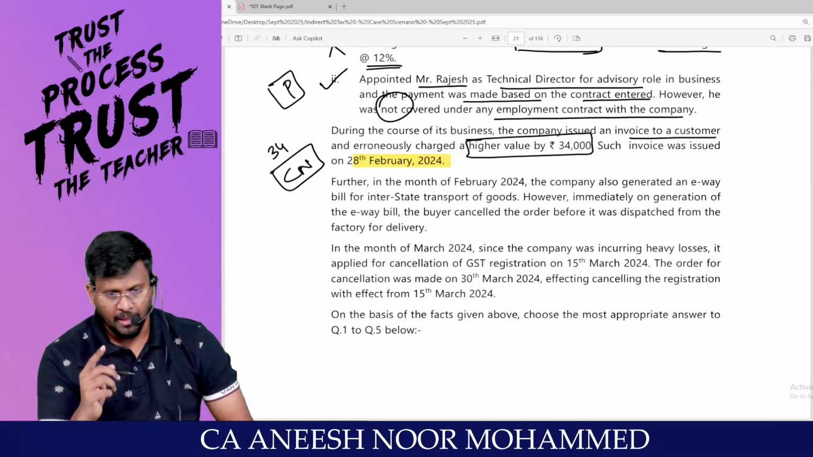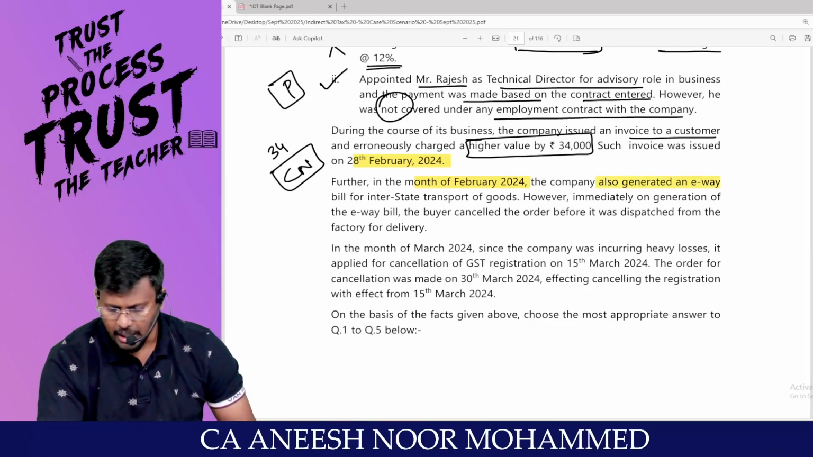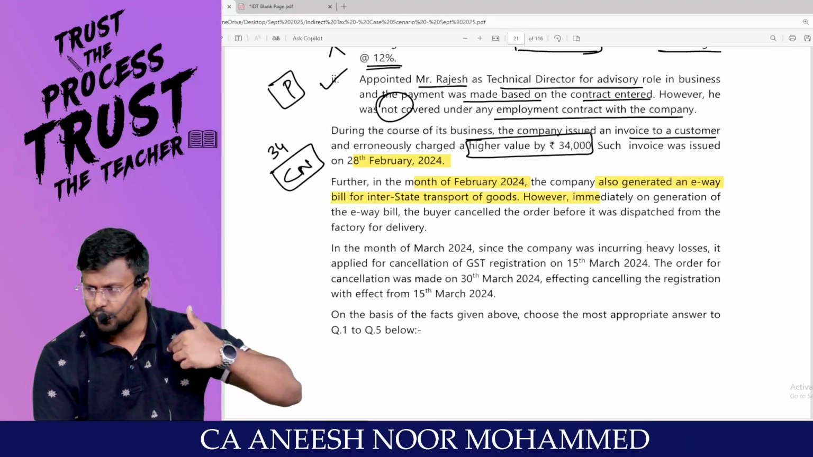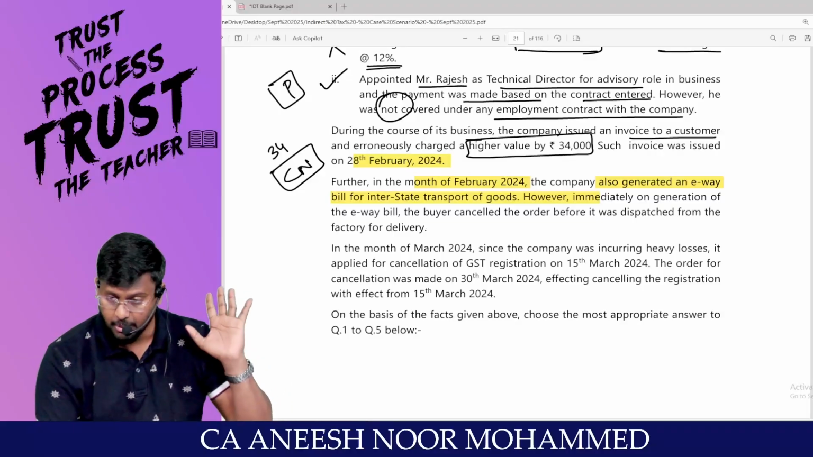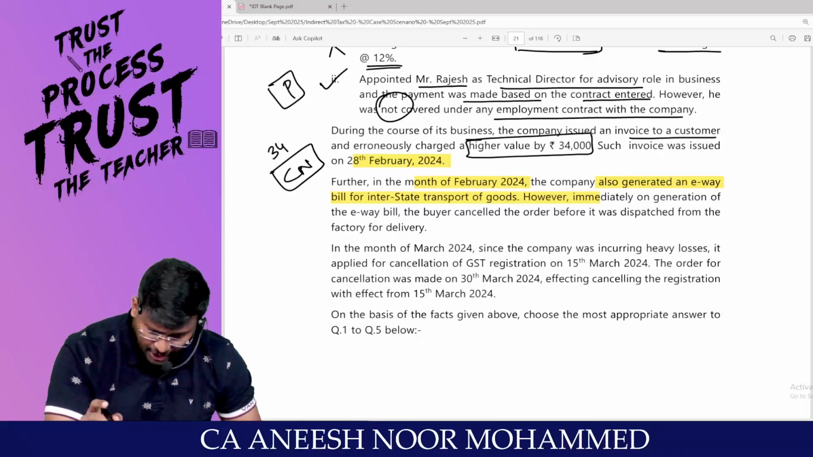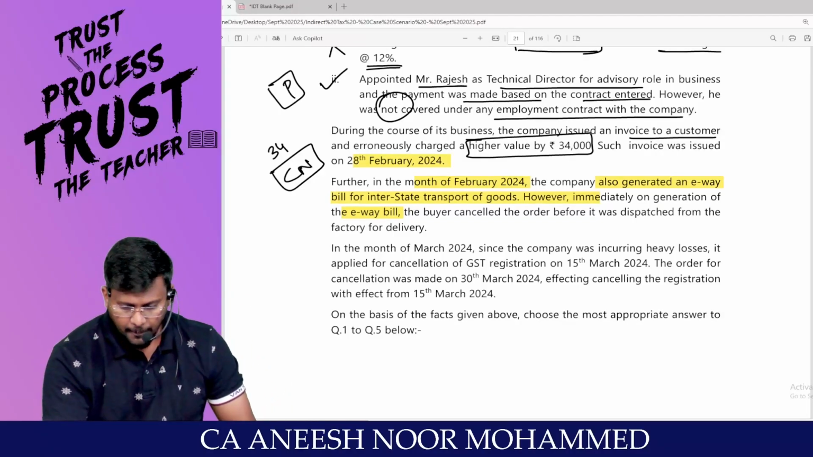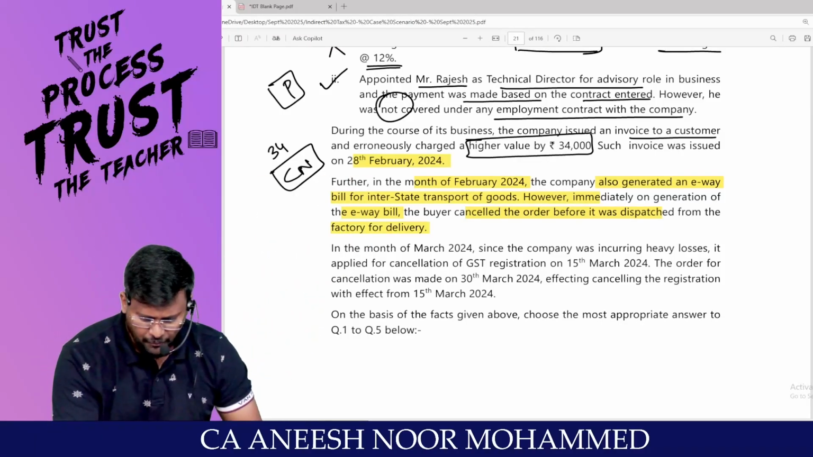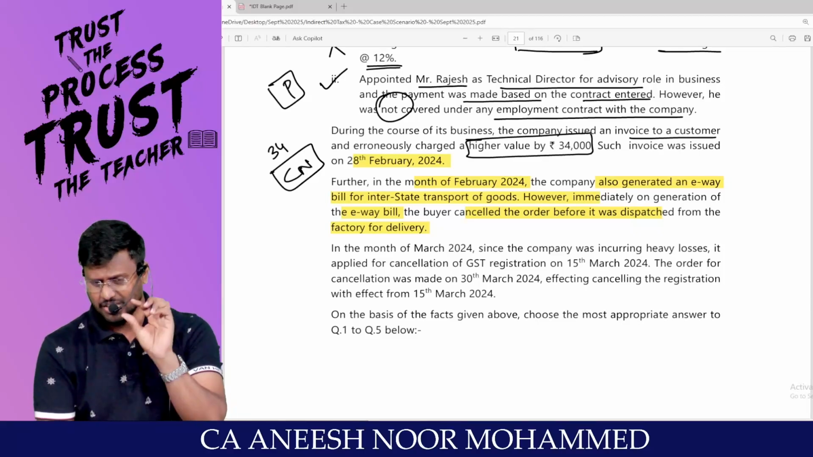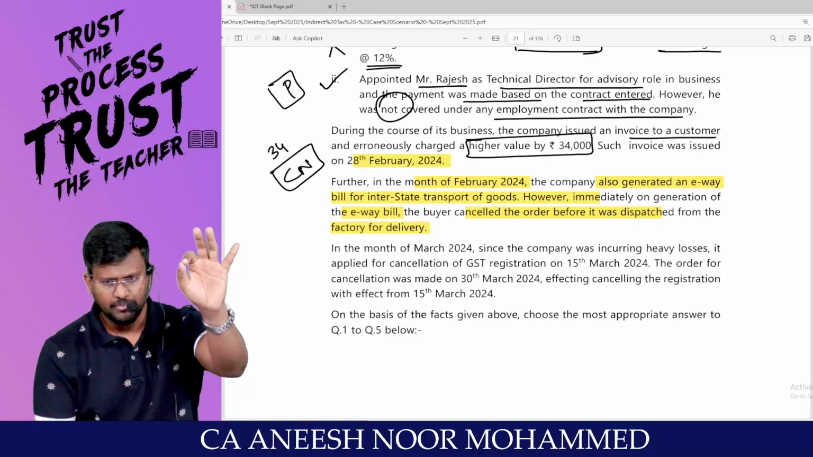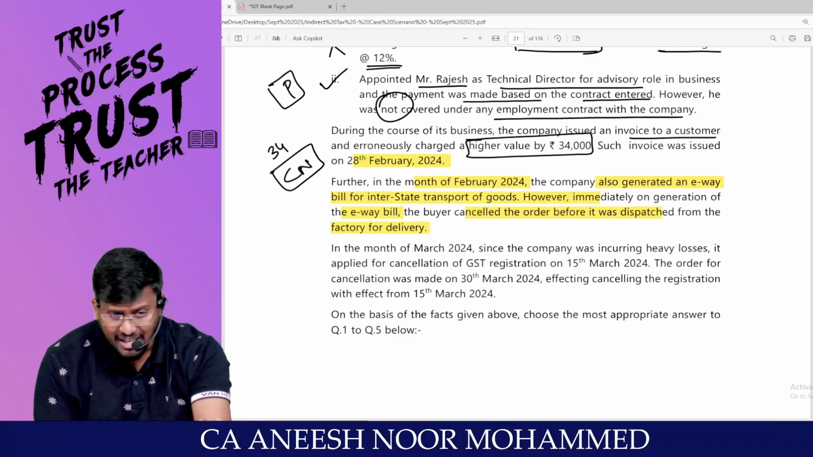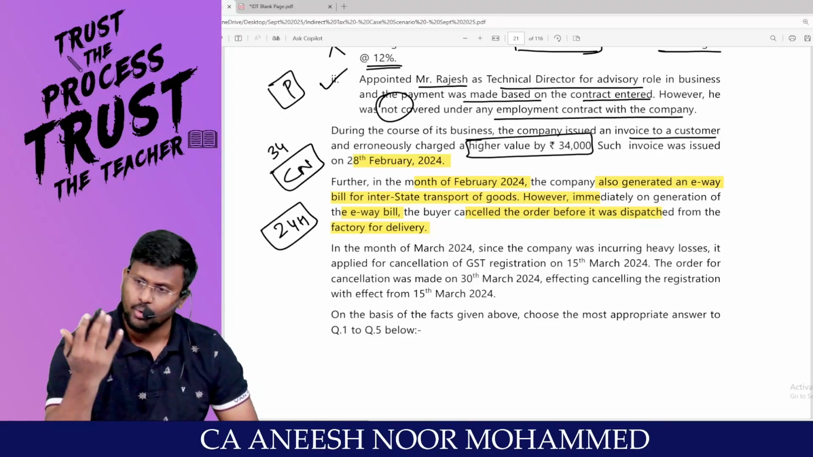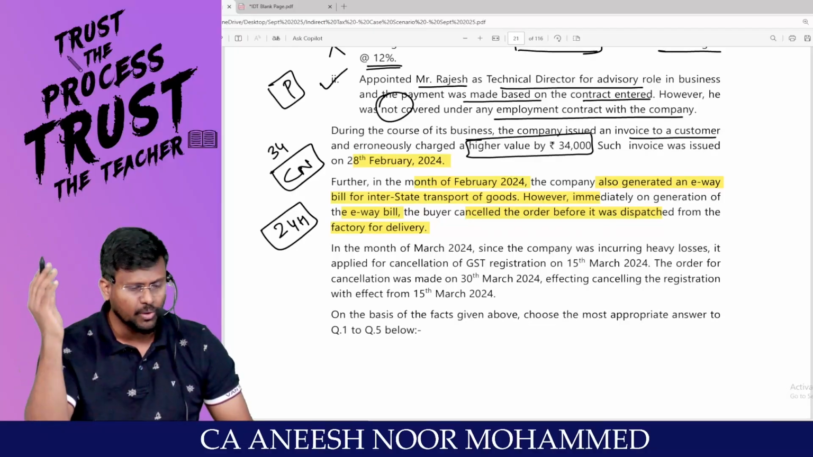Let it be there. Further, in the month of February, the company also generated an e-way bill for interstate transport of goods. E-way bill generated in the month of February. However, immediately on generation of what bill? E-way bill, the buyer cancelled the order. Buyer said that I don't want the goods. Before it was dispatched from the factory for delivery, no problem. Once you have initiated the e-way bill, within 24 hours you have the facility to cancel it. Within 24 hours you can cancel. We already discussed in the e-way bill chapter.